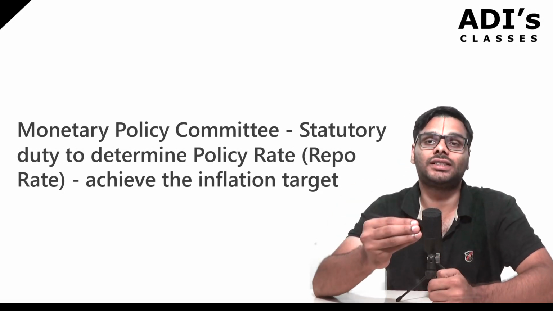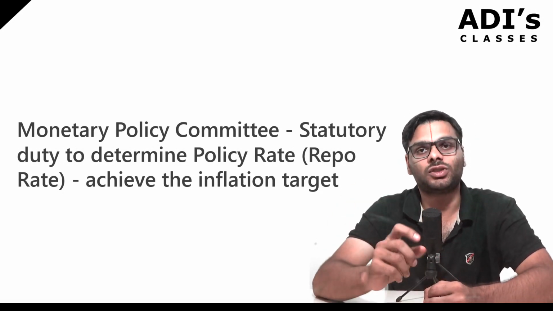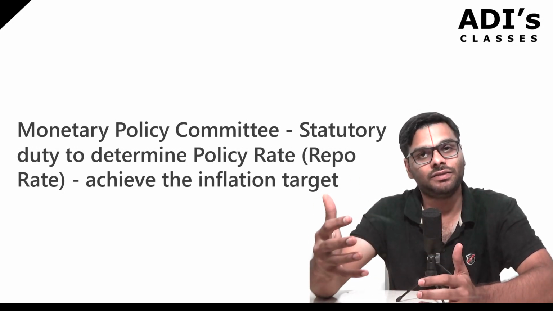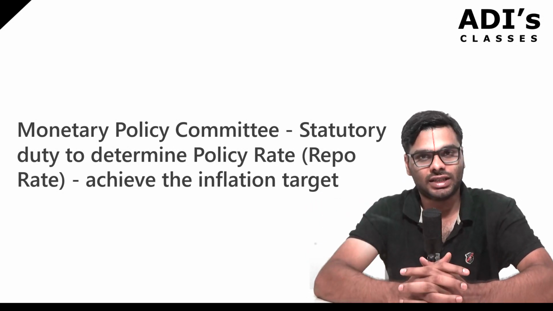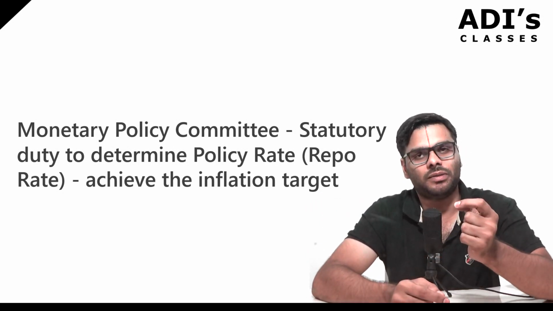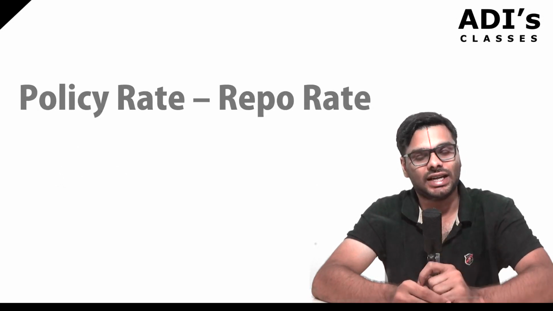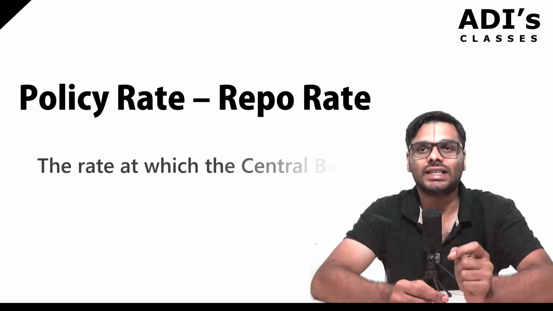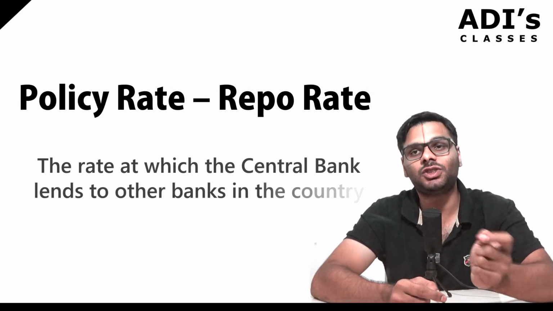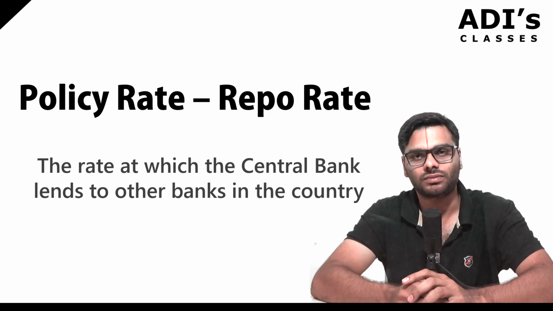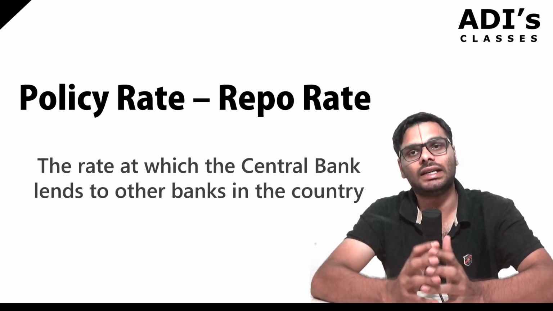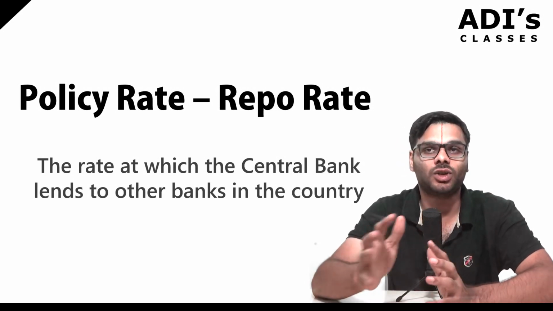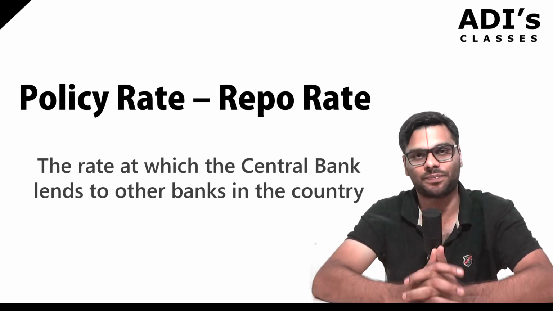So there are some ways to target inflation. It is also known as inflation targeting. So there are some methods and some things that we can do to achieve a certain inflation target. The first method to do it is policy rate. So what is policy rate? In simple terms, policy rate is the rate at which the central bank lends to other banks in the country. So in the first video, we saw that the RBI acts as the banker to all the scheduled commercial banks, including nationalized banks. Correct?